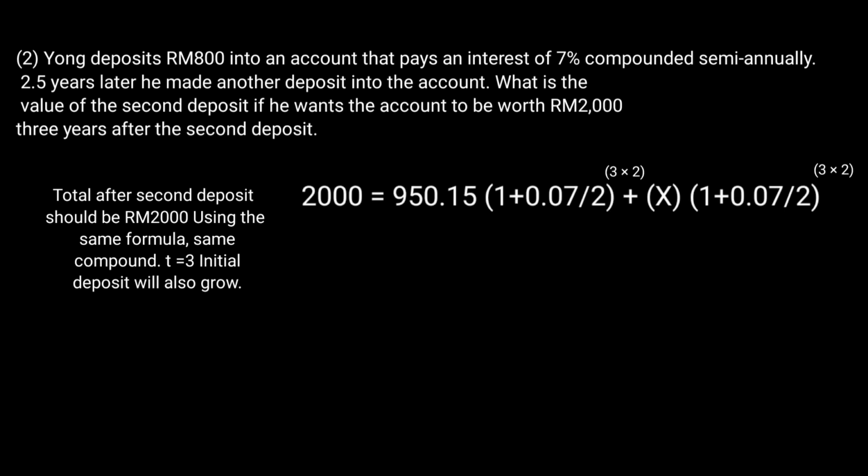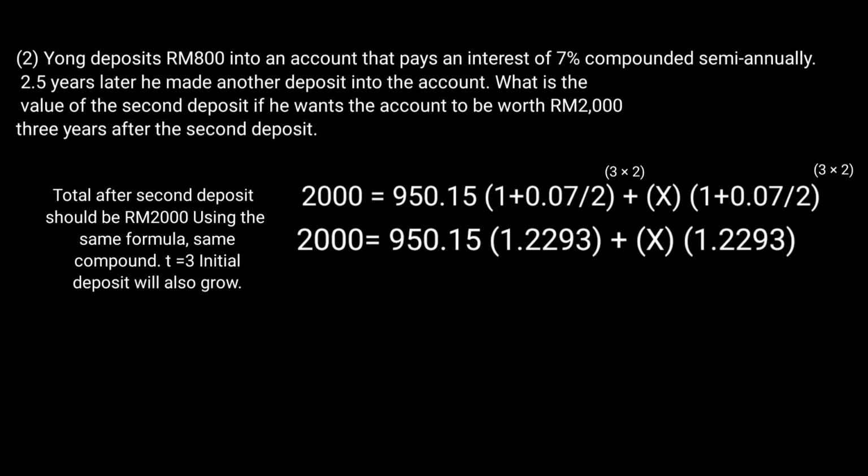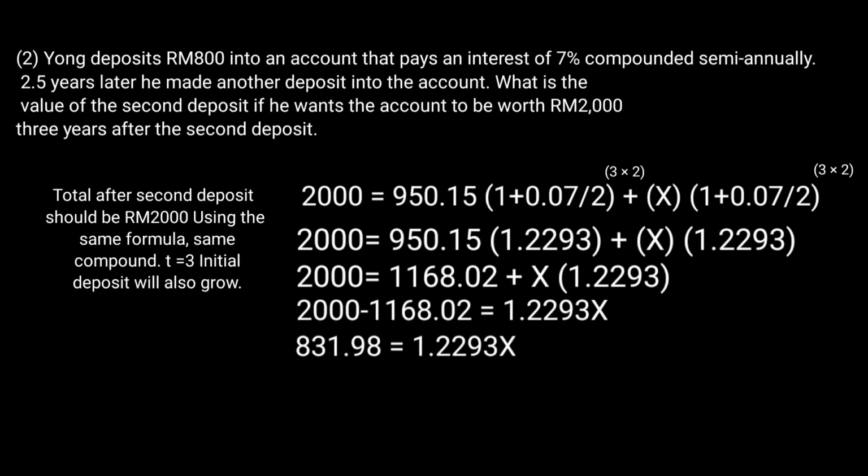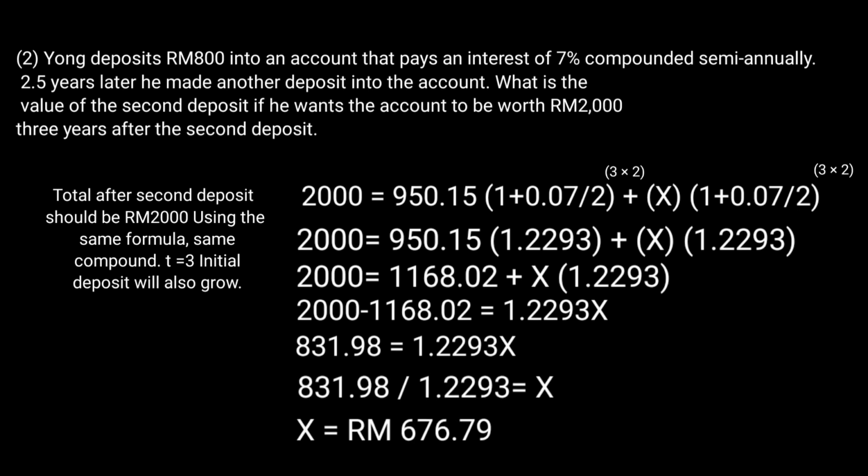First of all, how do we find the x in the equation? Firstly, 1 plus 0.07 over 2, to the power of 3 times 2, needs to be calculated. And after we get the answer, which is 1.2293, we shall multiply it with 950.15, and therefore we get 1,168.. no, 831 ringgit 98 cents, and that number must be divided by 1.2293 to get the answer, which is 676.79.